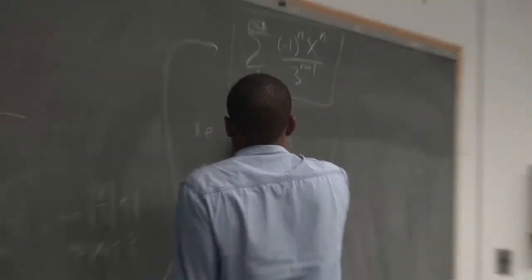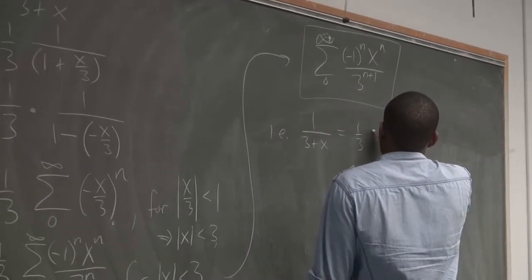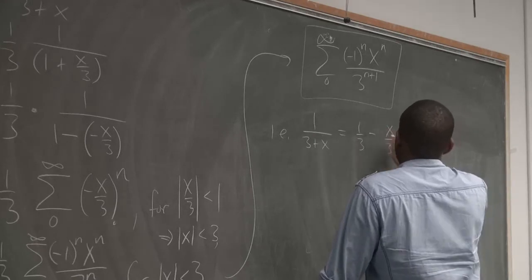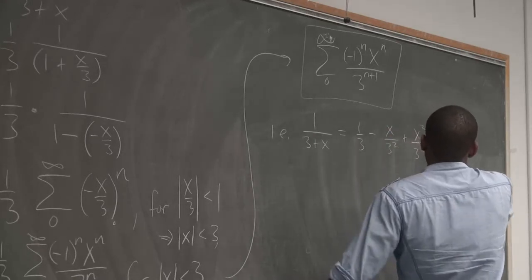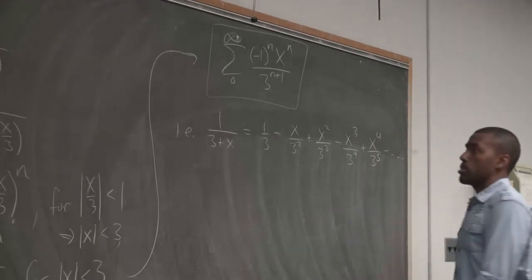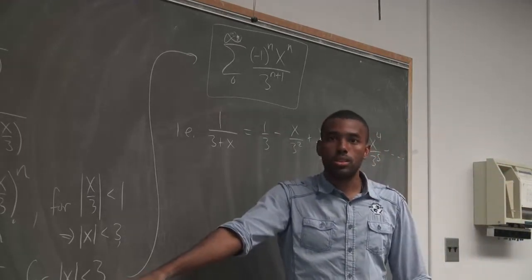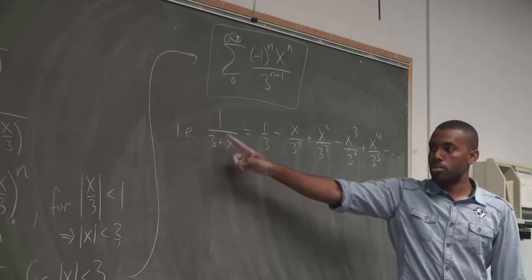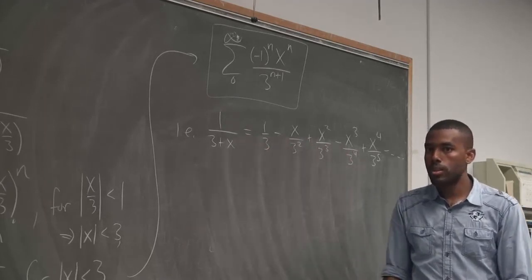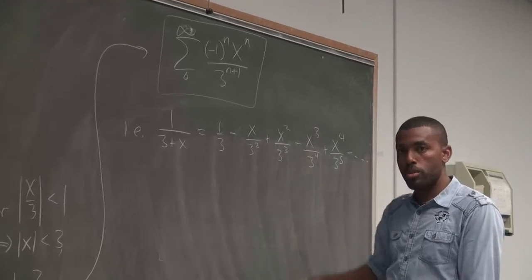That is, the function 1 over 3 plus x is actually equal to 1 third minus x over 3 squared plus x squared over 3 cubed minus x cubed over 3 to the 4 plus x to the 4 over 3 to the 5, and so on. I can expand this to look like a polynomial as long as I'm within this interval. Now this function has all sorts of problems, and it's not super hard to differentiate, but you can see this is easier. It's a polynomial. As long as we're in here, it's continuous everywhere, differentiable everywhere, and integrable everywhere, and easily, since we only need the power rule.